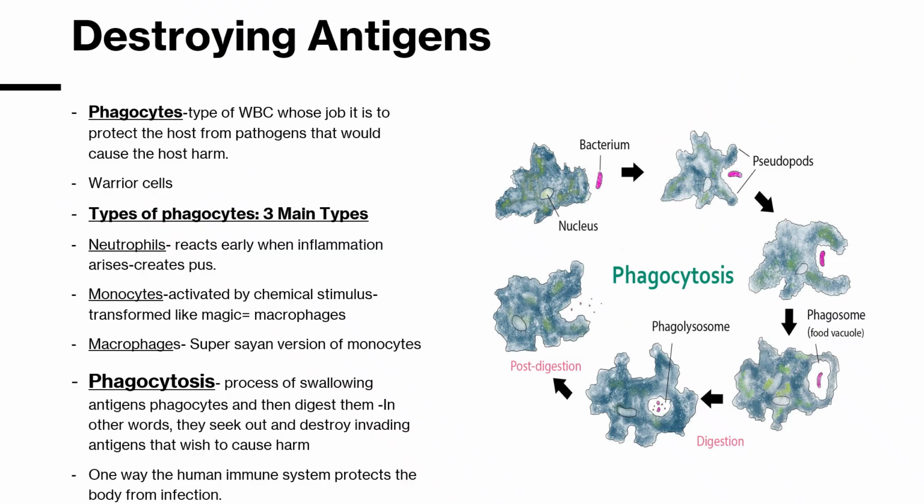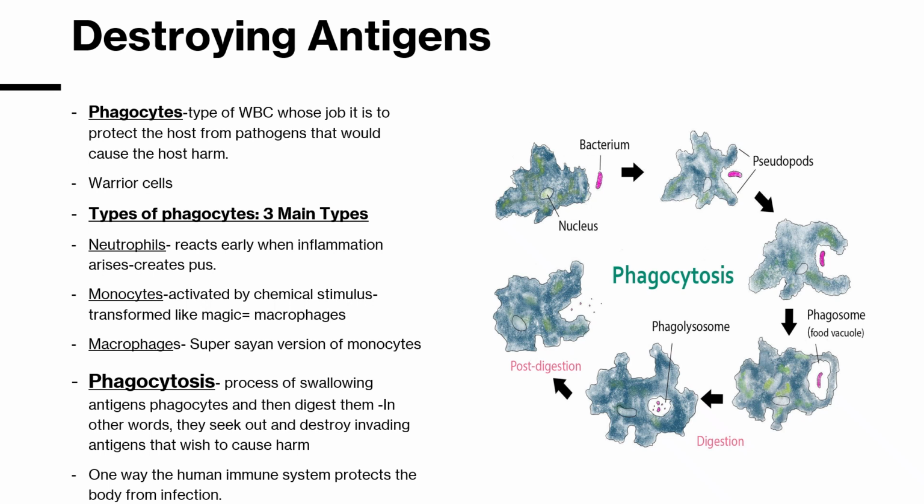Destroying antigens. Phagocytes. Phagocytes are types of white blood cells whose job it is to protect the host from pathogens that would otherwise cause the host harm. They're what I like to call warrior cells. They literally will hunt down, capture, and destroy.